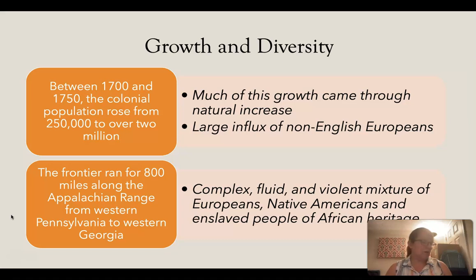There are distinct regional differences, as we've seen, between the different colonial regions, and these differences intensified and persisted throughout the colonial period. So the frontier of the colonies ran for about 800 miles along the Appalachian Mountain Range from western Pennsylvania in the north to western Georgia in the south. And the frontier was a really complex and fluid and violent mixture of Europeans, Native Americans, and enslaved people of African heritage. So it's a very diverse place. And there is a lot of diversity in the colonies as well.